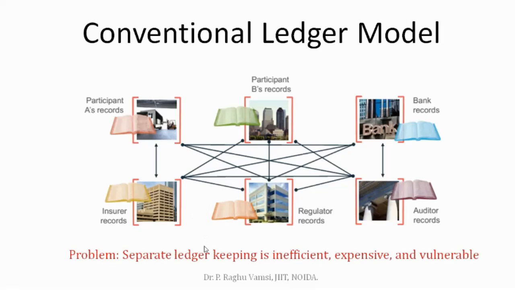So if a separate ledger is kept at every individual level, then obviously it will be inefficient, sometimes expensive, and sometimes vulnerable also, because anyone can change the entry in the ledger according to their wish, or they may keep replicated copies of the ledgers, so that whenever any inspection or auditing comes, they may not show the original ledger. They may show some balanced ledgers where all the things were balanced. So in such a way, it is vulnerable.